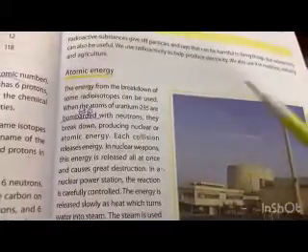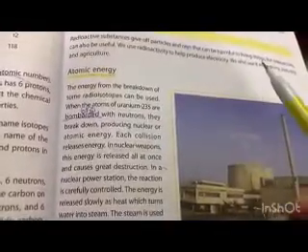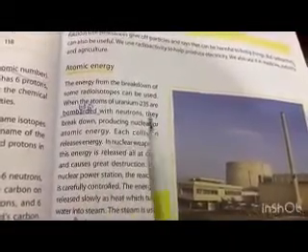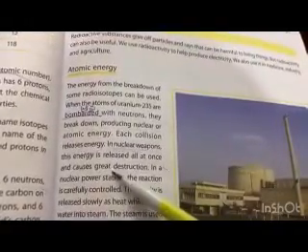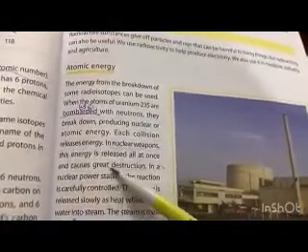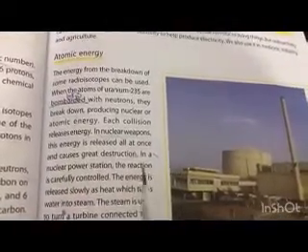If you see a nuclear weapon going, it just goes at a very high speed. So why is this so? Because it releases all its energy at once, at a time, and causes great destruction, great disaster. It destroys everything.